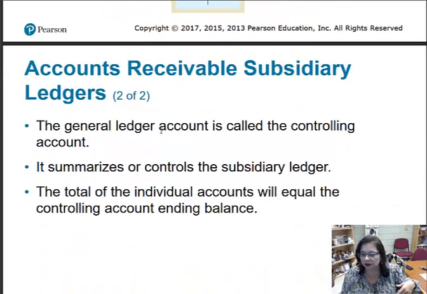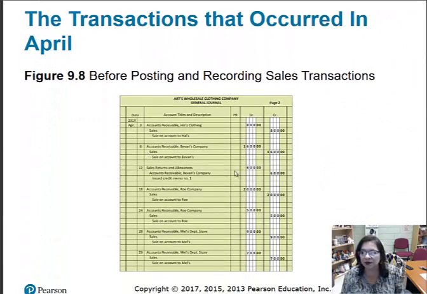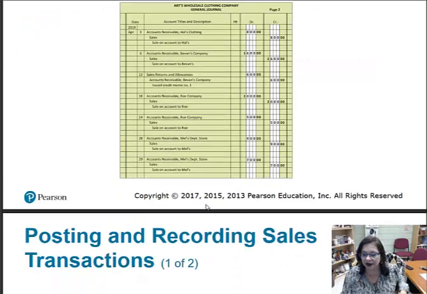Because you're entering the information. So the transactions that occurred in April, notice there was a lot of them. We have accounts receivable for Hal's Clothing, accounts receivable for Bevins. We have returns and allowances that came in, issued credit memo, accounts receivable on Rowe Company, sales, accounts receivable, Mel's department store. So everything that we sold has to total, each individual one has to total the whole in accounts receivable.